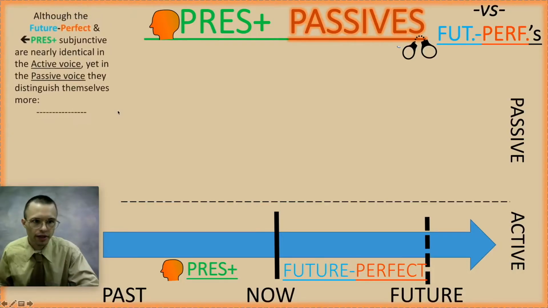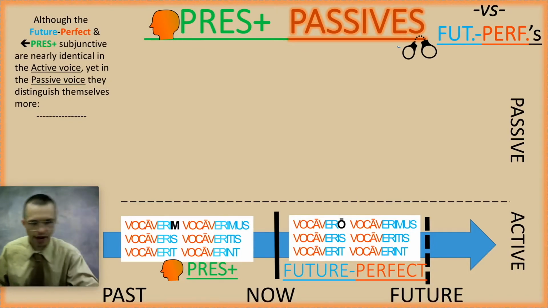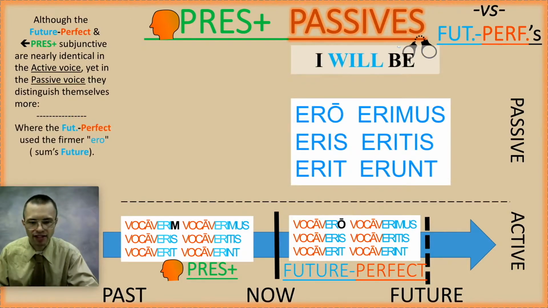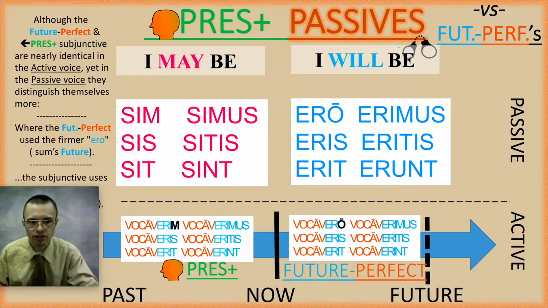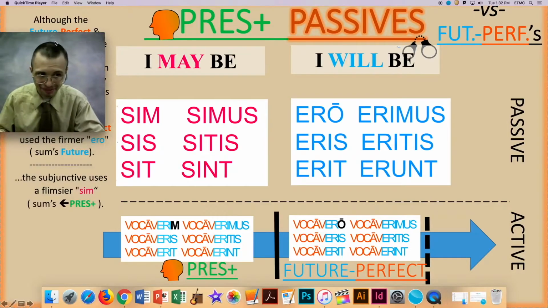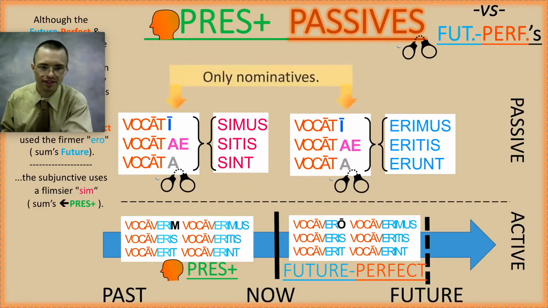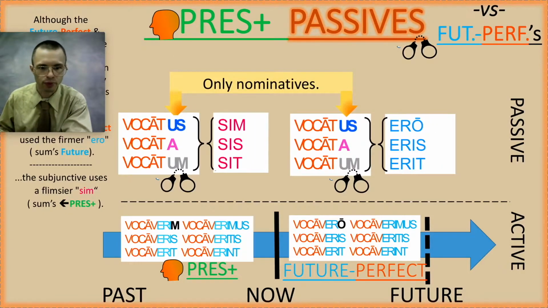Okay, so although the future perfect and present subjunctive are nearly identical in their active voice, as we saw on the previous slide, yet in their passive voice, they have a different form of the verb to be. The future perfect has ero, I will be, but the subjunctive uses sim, I may be, the flimsy sim. So this is the way you'll make each of these tenses. Stop the video, take a good hard look at it, and get familiar with these forms.